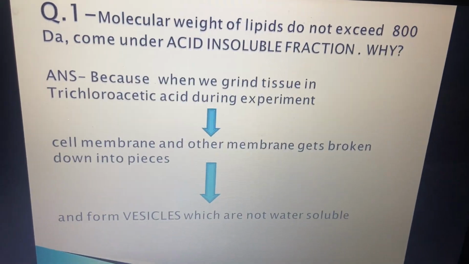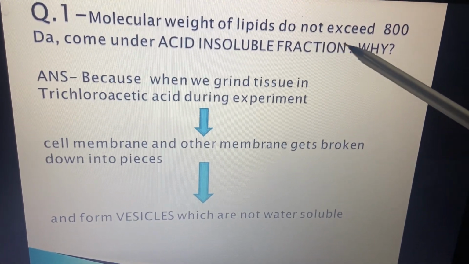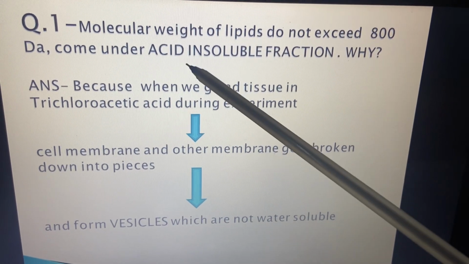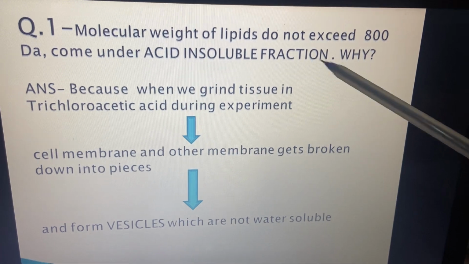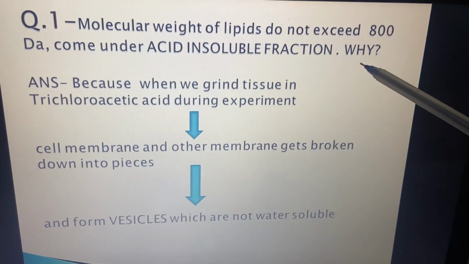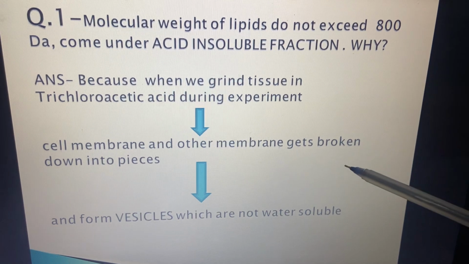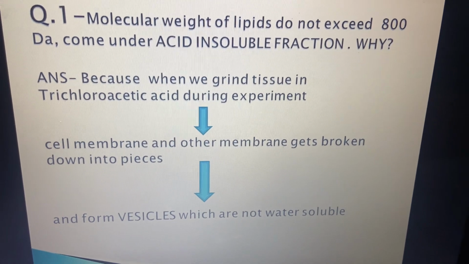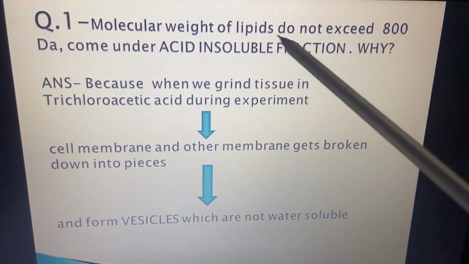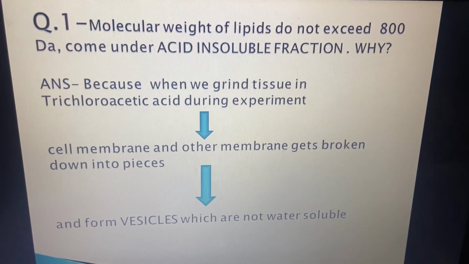So friends, one exception is there. The molecular weight of lipids does not exceed 800 daltons, but we are getting lipids in the acid insoluble fraction. My question is why? After filtration, we are getting two fractions, first the acid insoluble pool and second the acid soluble pool. But the molecular weight of lipids does not exceed 800 daltons, yet we are getting these lipids in the acid insoluble fraction. Why are we getting them?